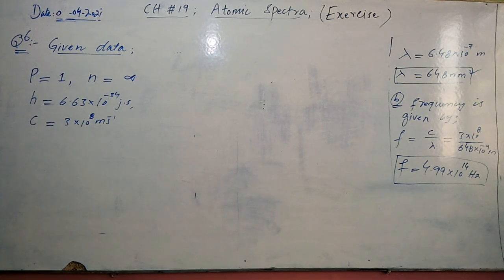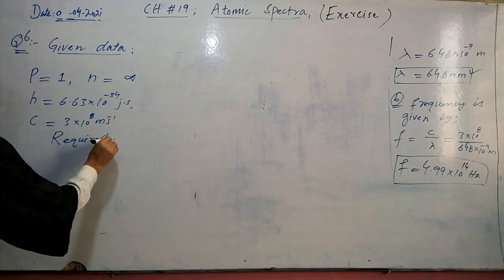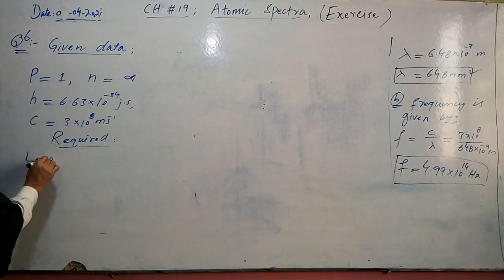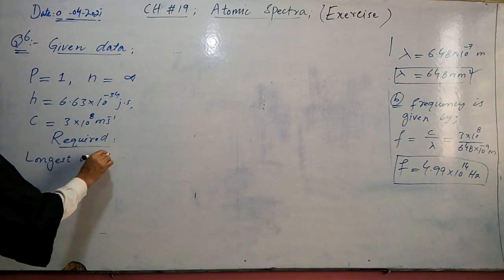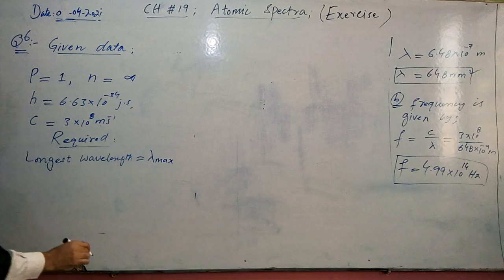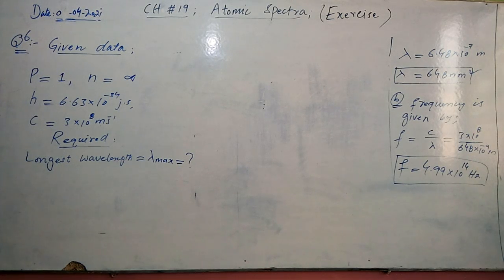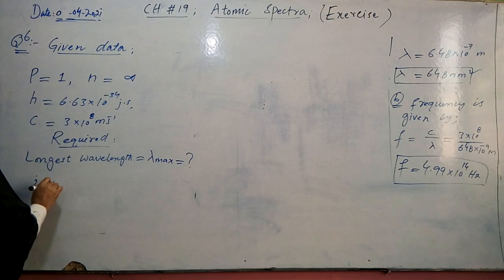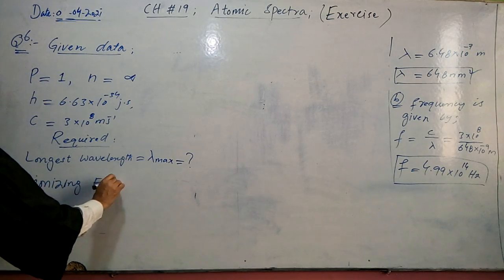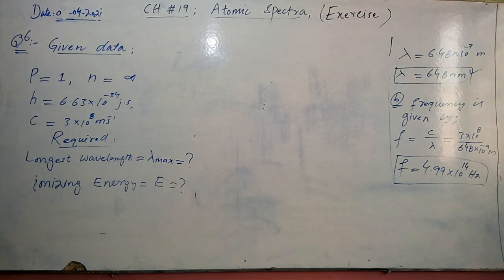So what do we have to calculate? The longest wavelength, lambda maximum, and ionization energy E. So required is the longest wavelength, lambda maximum, and the second thing to be calculated is the ionizing energy, E. Now to calculate the longest wavelength, we proceed as follows.